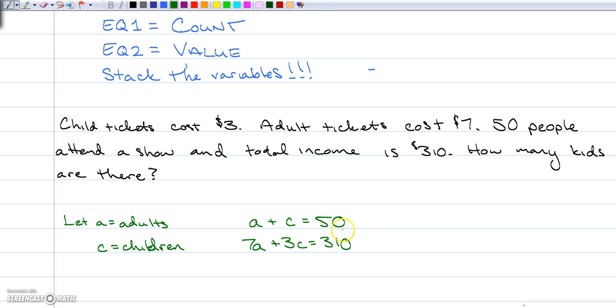$310. So again, what we just said is that we want to stack our variables with each other. A's go with A's, C's go with C's. Total number of people goes with the total amount of money. Cool?